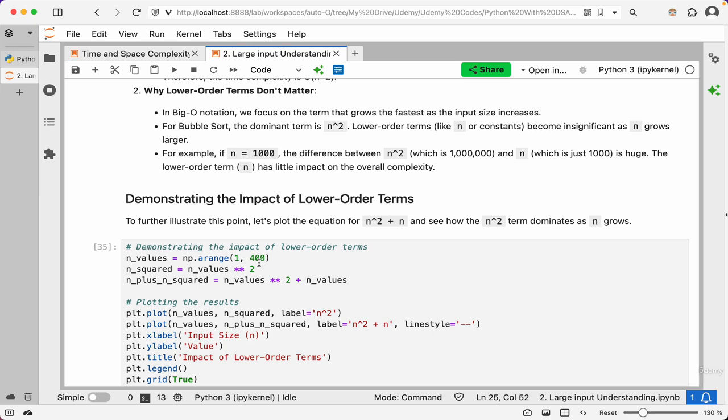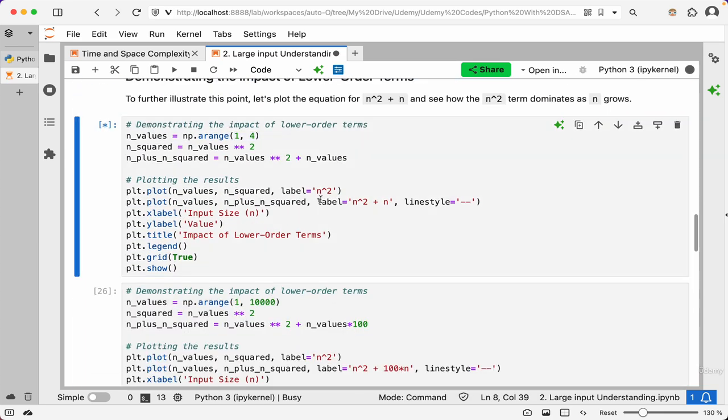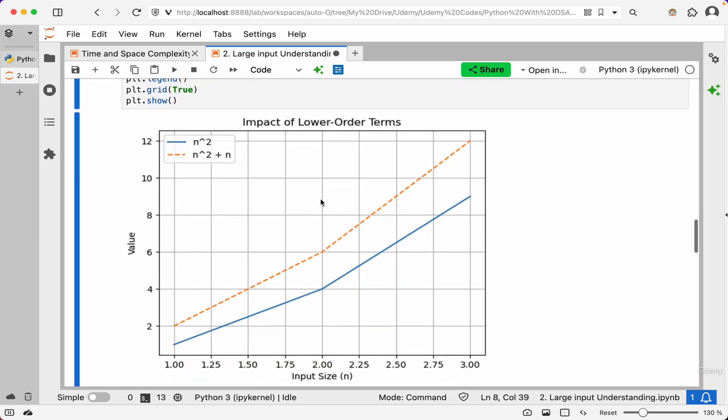Now what I've done here, let me just run it for 4 maybe. This is n squared, which is n to the power 2. Then this is n squared plus n, right? In a similar manner, n squared plus n. I'm just plotting these values from 1 to 4. So let me run this code once and see. This is the result we are getting. For a very small input from 1 to 3, n square plus n is of course a little bigger than n square, which I think is understandable as well, right?